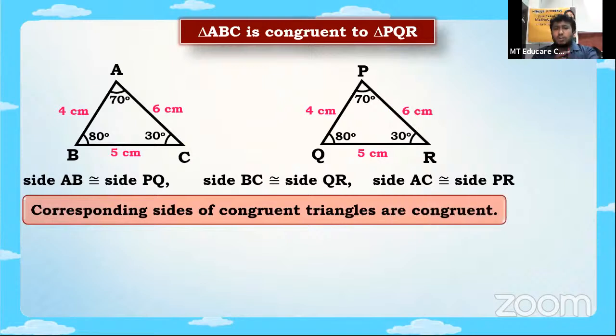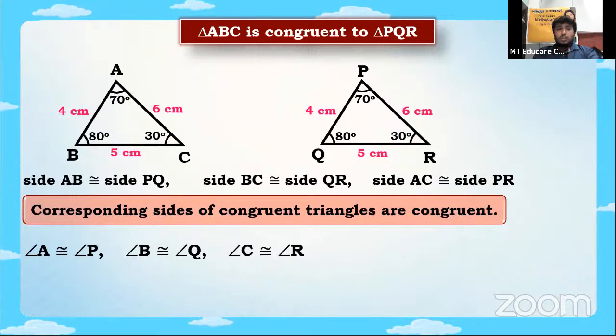Corresponding sides of congruent triangles are congruent. Whenever triangles are congruent, its corresponding sides are also congruent. Okay. Look at angle A and angle P. Angle A is congruent to angle P. B is congruent to angle Q. And C is congruent to R.